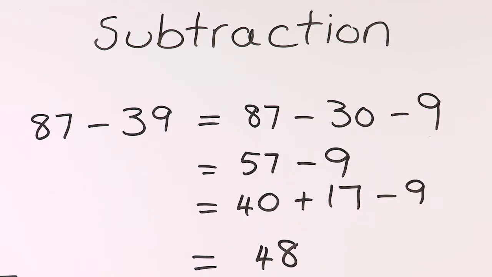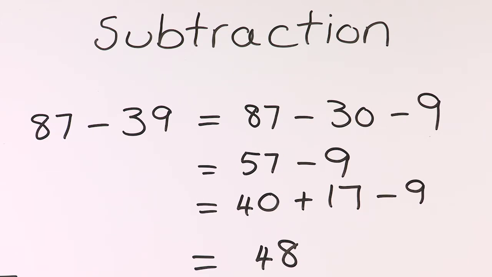So we must rename the 57 to be 40 plus 17. 40 plus 17, take 9, is now the sum that we must do. If we do the 17 take 9, we'll get 8, leaving us with 40 plus 8, which gives us 48.